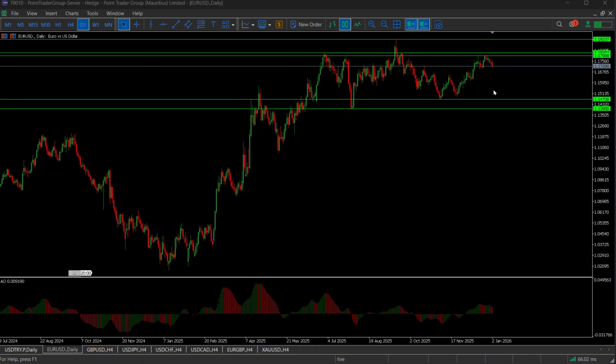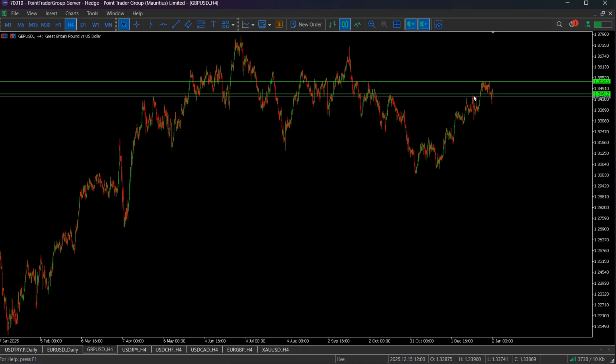So we're bearish below this area, with more targets to the downside: 1.1676, 1.1580. GBP/USD on the H4 time frame, pretty much the same thing, trading below 1.3530, more bearishness below it with more targets to the downside, 1.33.